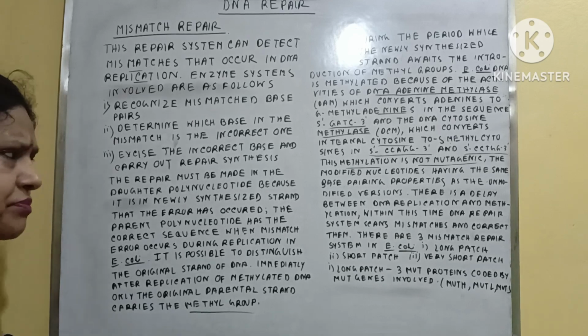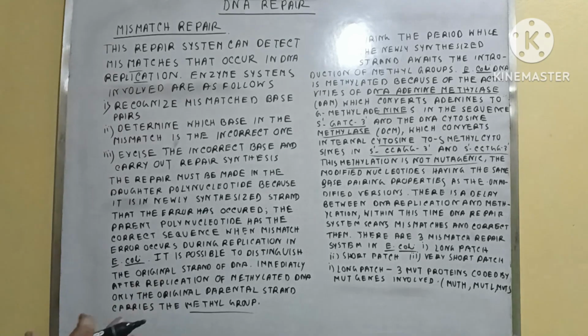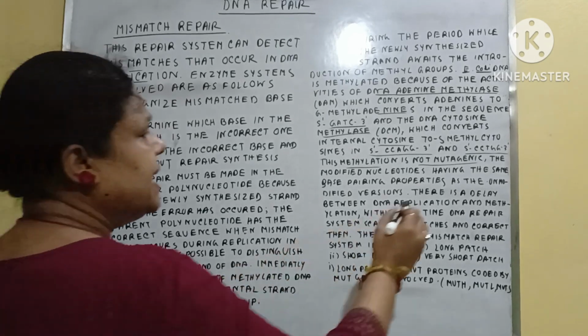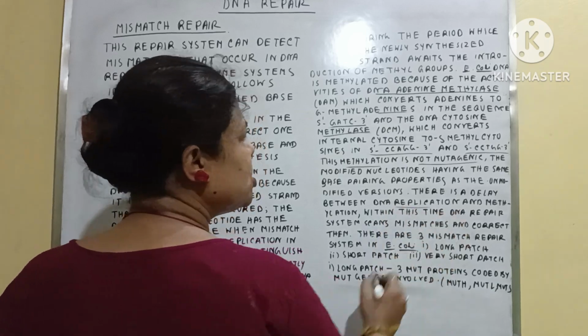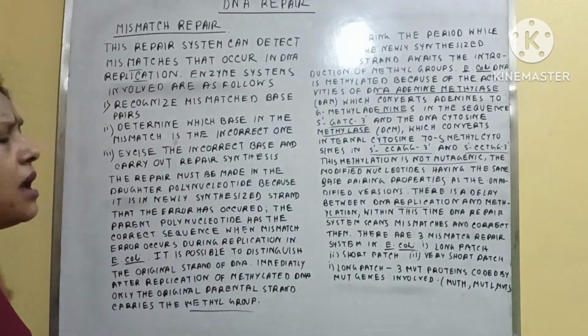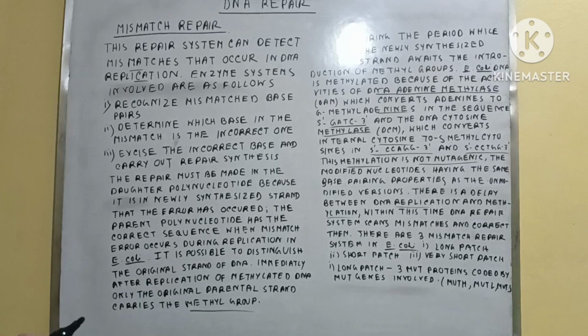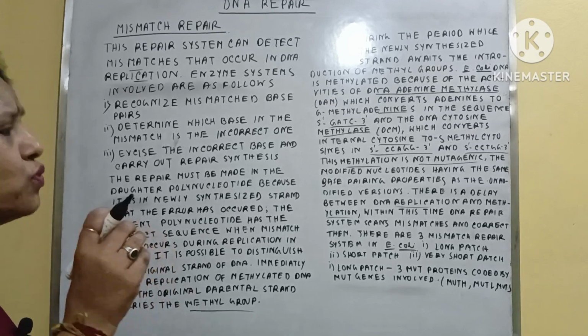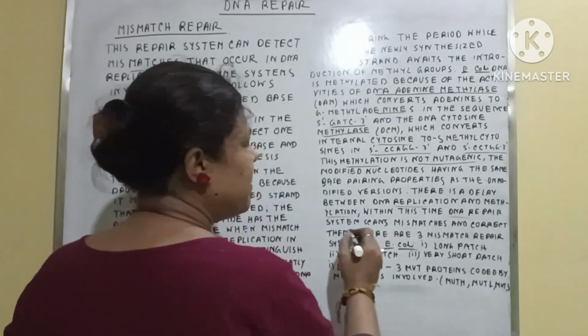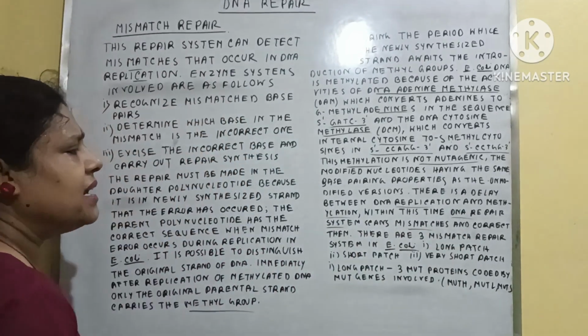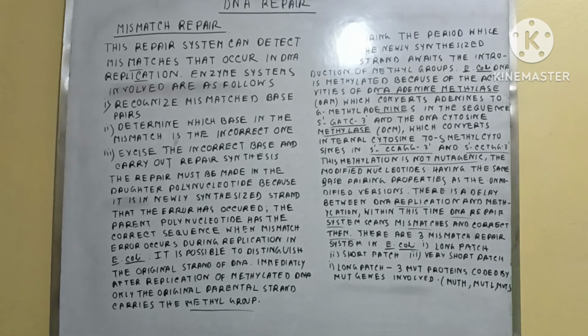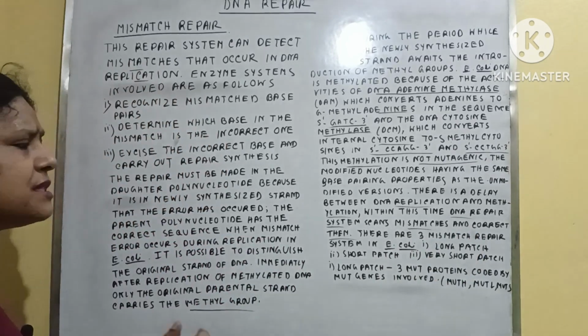And when these mismatches are corrected, there is a delay between the DNA replication and the methylation. Okay, replication and methylation must take a time, and within this time, the DNA repair system scans the mismatches and corrects them. There are three mismatch repair systems in E. coli. One is the long patch, another is the short patch, and the third one is the very short patch. So here I only try to describe the long patch and how the mismatch repair occurs here.